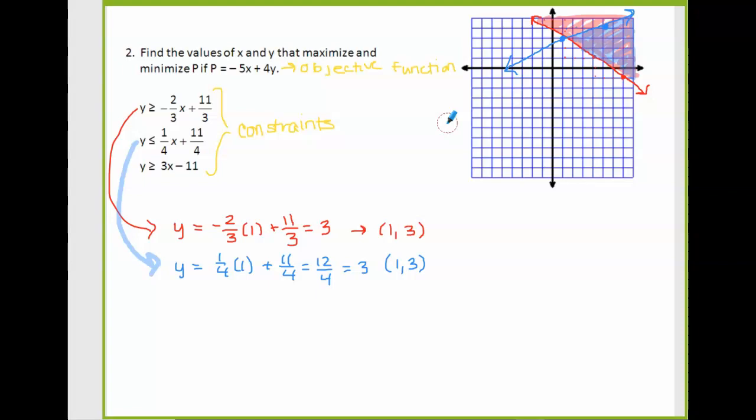And then the last equation, this is why there's so much graph down below. The y-intercept is negative 11. It goes up 3 and over 1. My line is solid, and it's shaded above. So my feasible region is that triangular space.